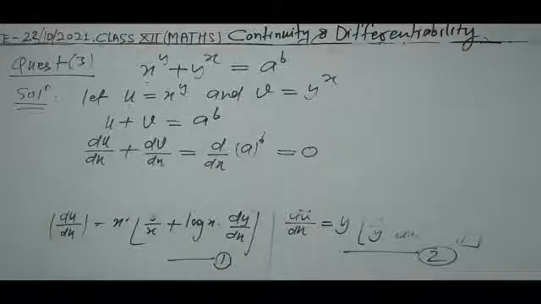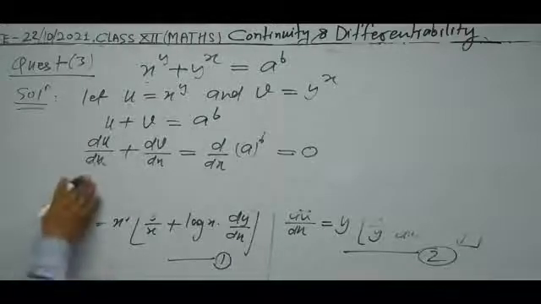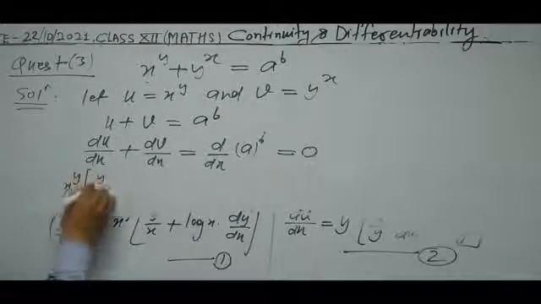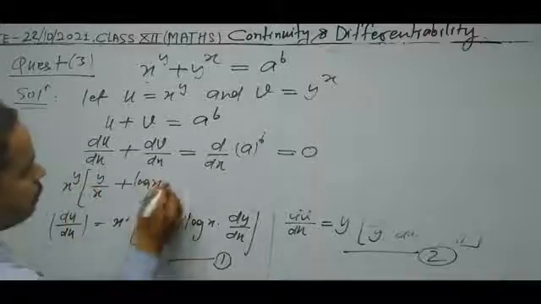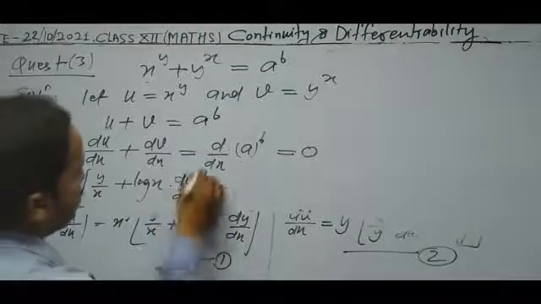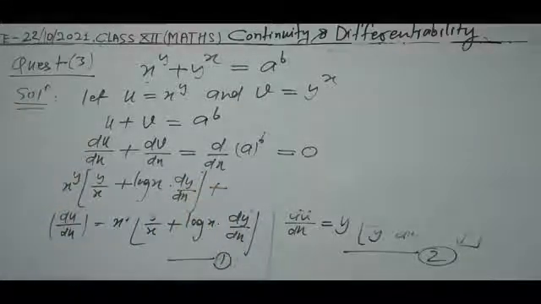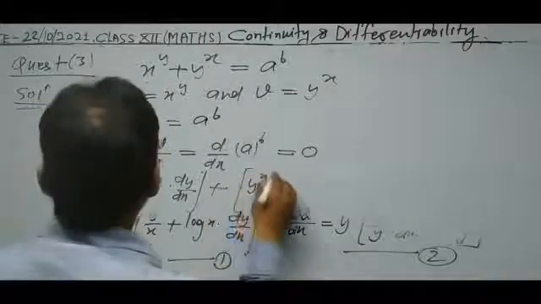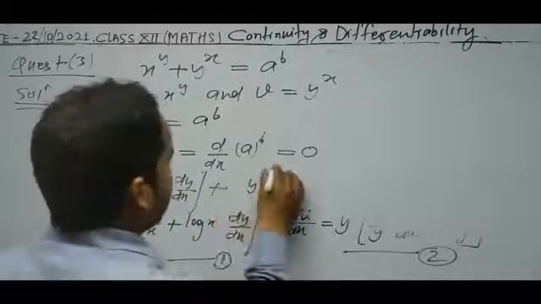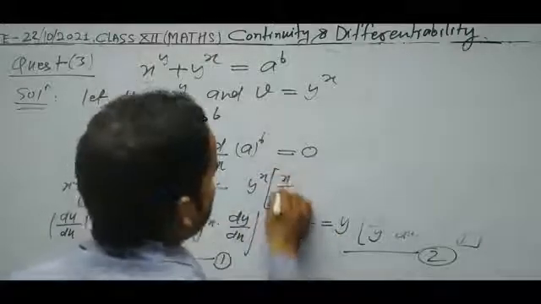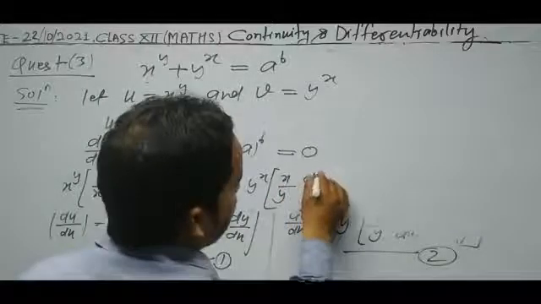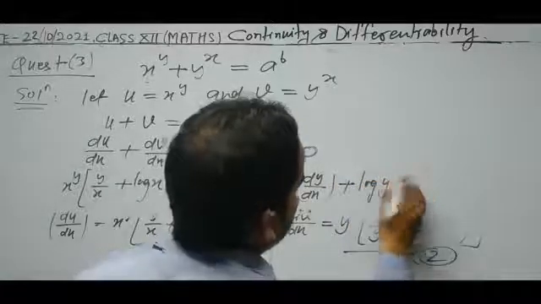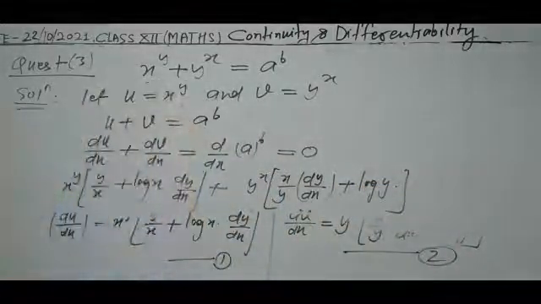After putting in the values, du by dx is x to the power y in bracket y by x plus log of x dy by dx, and now plus dv by dx, which is y to the power x in big bracket x upon y dy by dx plus log of y, bracket closed.